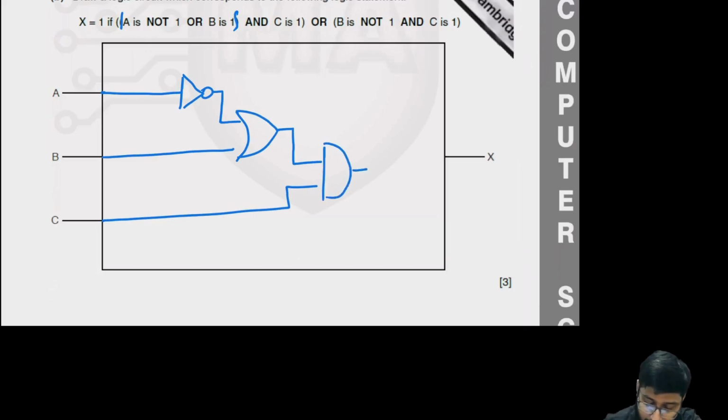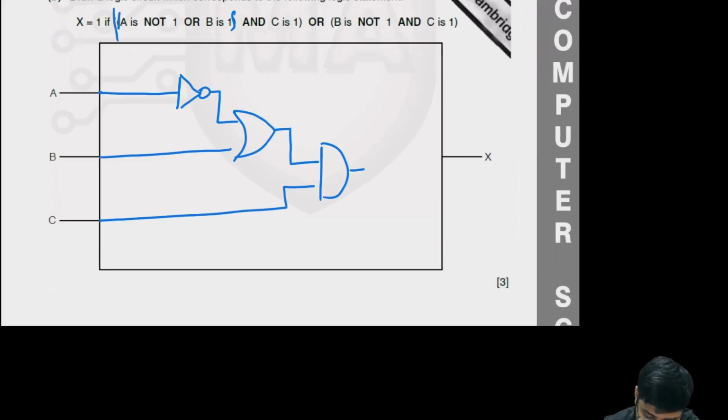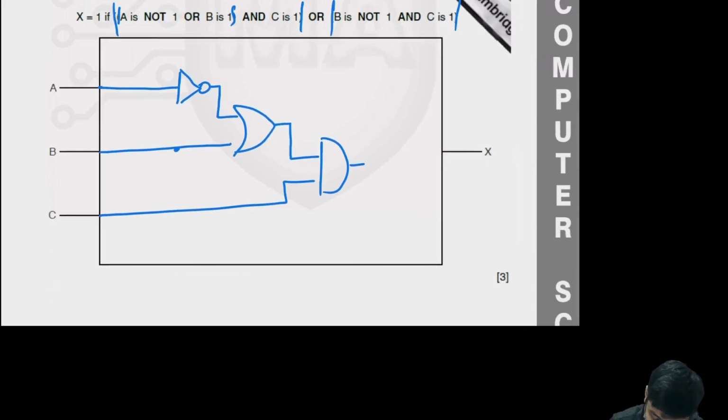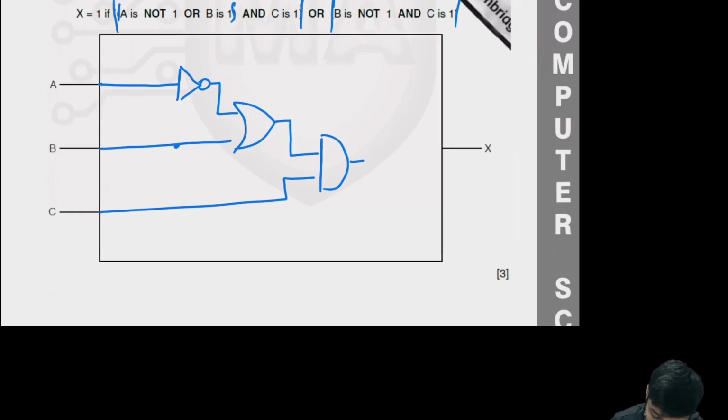Now this was the first statement. The other statement is this one. It says B is not 1 and C is 1. So this was the B. I am placing a dot over here. That dot says that I have connected one more wire into that. These lines are basically termed as wires. So B is not 1.